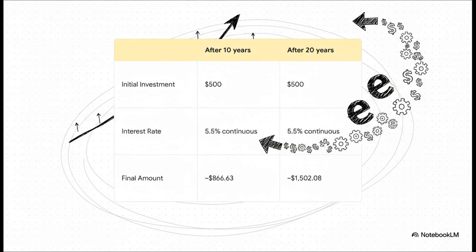This example from our source is perfect: continuously compounding interest. What that means is your money isn't just growing once a year or once a month. It's growing constantly, every moment of every day. And the number that makes it possible to calculate that constant growth? You guessed it. It's e.